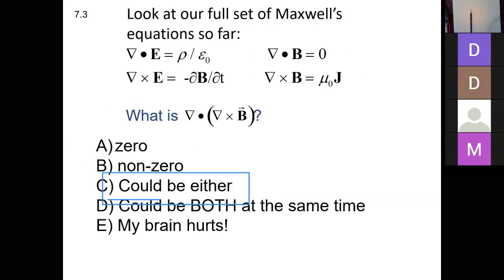So we've taken the divergence of curls before, and if I take the divergence of the curl of B, what should that be? I'm not going to ask a poll. Let's just talk about this. Okay. So what is the curl of B? The curl of B is that.